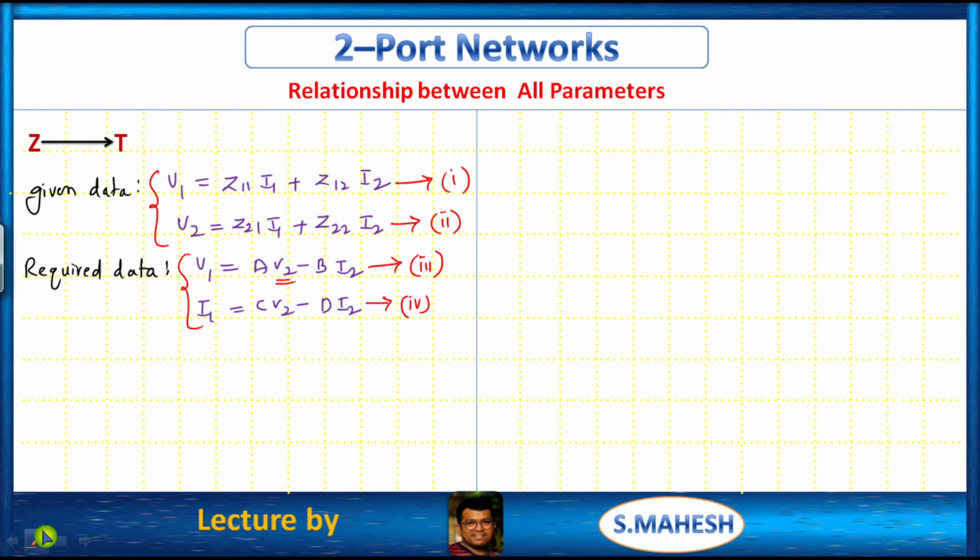Therefore, here I am considering equation 2. From equation 2 I have to get the value of I1. I want to take out I1, that is, we can write 1 by Z21 into V2 minus Z22 by Z21 into I2. That's it.